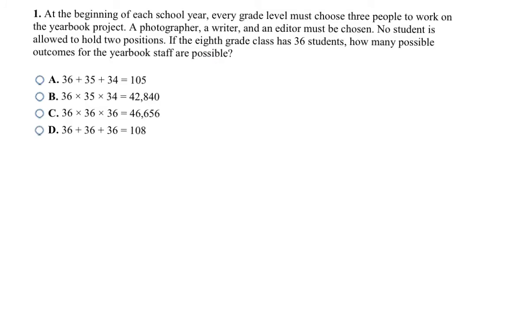This first example says, at the beginning of each school year, every grade level must choose 3 people to work on the yearbook project. A photographer, a writer, and an editor must be chosen. No student is allowed to hold 2 positions. If the 8th grade class has 36 students, how many possible outcomes for the yearbook staff are possible? In this example, I would just like to put that there is a photographer, a writer, and an editor. So I'm just going to draw a picture like that to help me out.